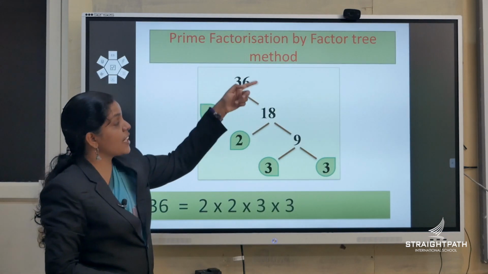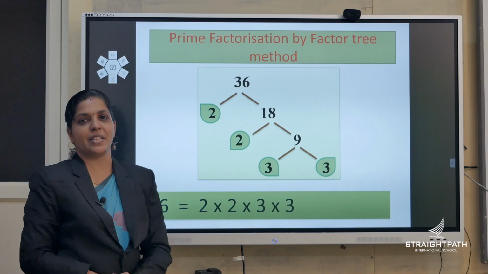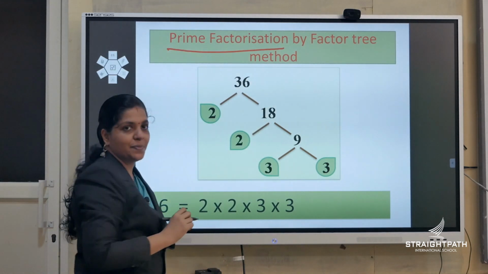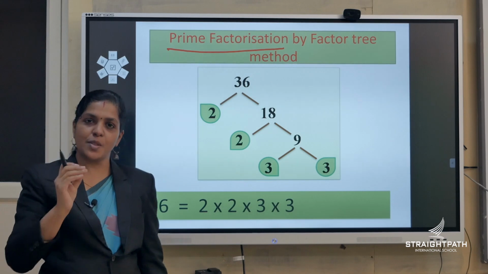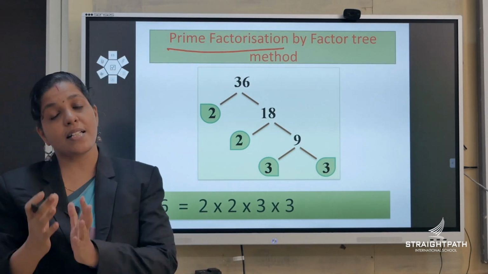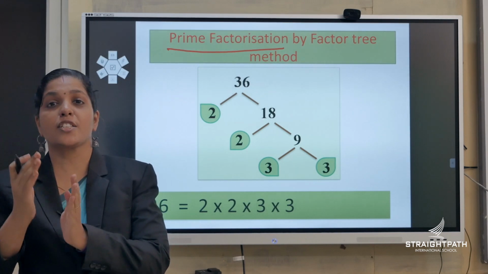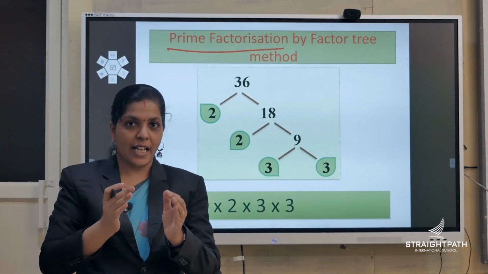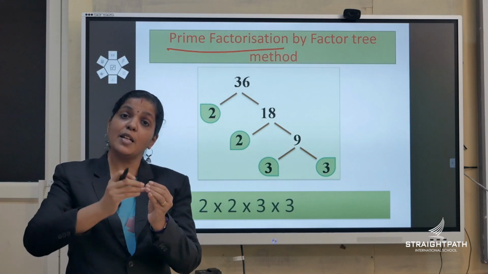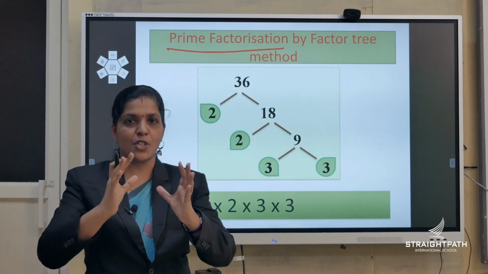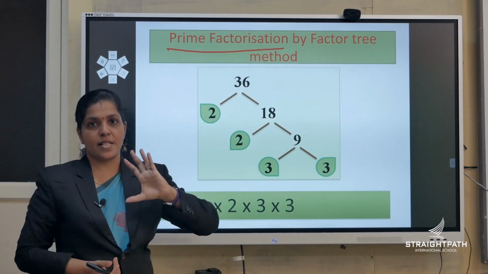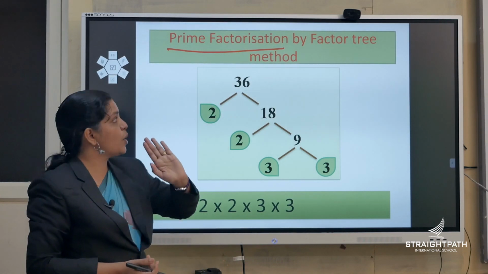Next one, prime factorization by factor tree method. So first of all, what do you mean by prime factorization? Prime factorization means the process of writing a composite number as a product of prime numbers. You got it? It's a process of writing a composite number as a product of prime numbers. I will show you how it is. See here, 36 is a composite number. We all know that 36 is a composite number.